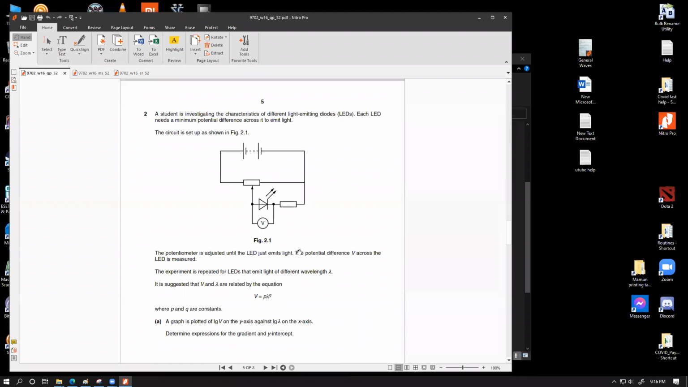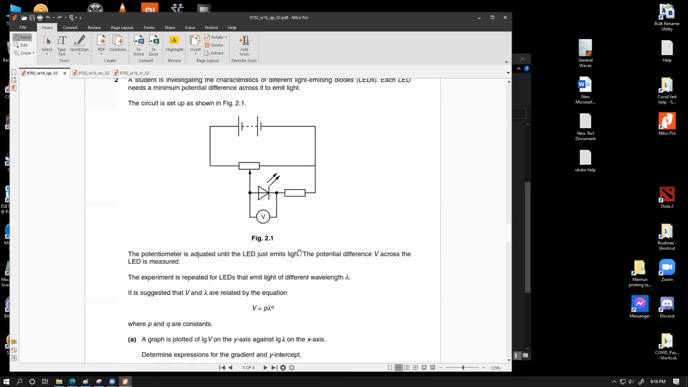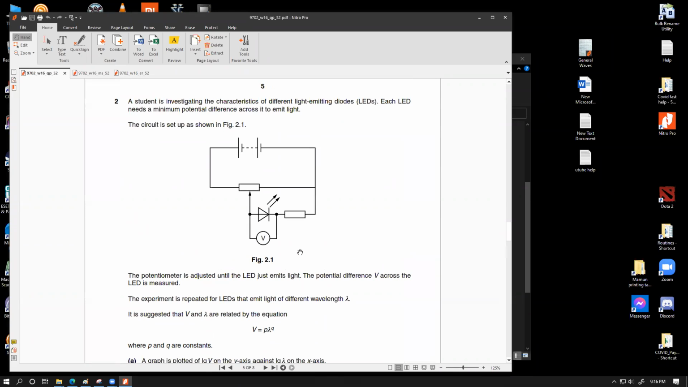Let's have a look. So this question says, a student is investigating the characteristics of light emitting diodes, LEDs. Each LED needs a minimum potential difference across it to emit light. Yes, that's called the barrier potential. For any diode, that's a very important thing, barrier potential. The circuit is set up as shown in figure 2.1: battery, variable resistor, potentiometer. So this is basically a potential divider. We have the voltage, diode, LED, and the current limiting resistor. This thing.